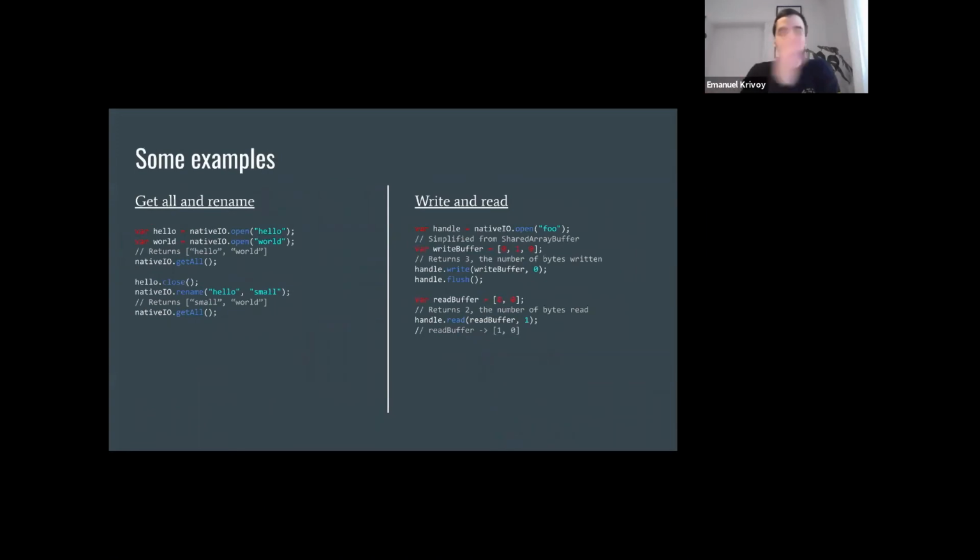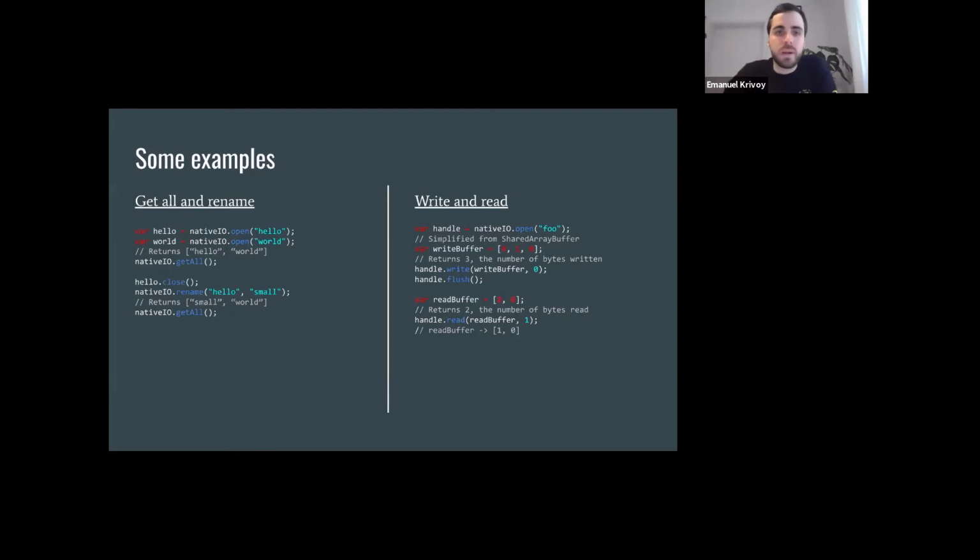So following the same format, here on the left-hand side is an example of file system operations, in this case, getAll and rename. And what it does is simple. I'll walk you through the flow. First, we create two files, hello and world, and you can see them by listing them. And then we're going to rename them. First, we close hello, we rename hello to small, and when you list them, you get the expected result, that is small and world.